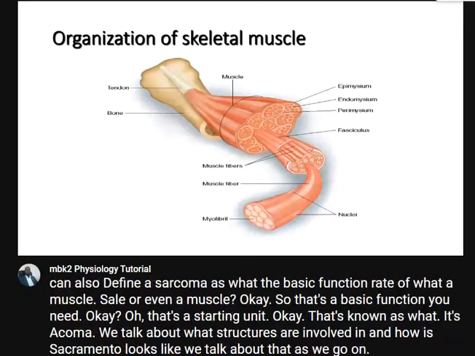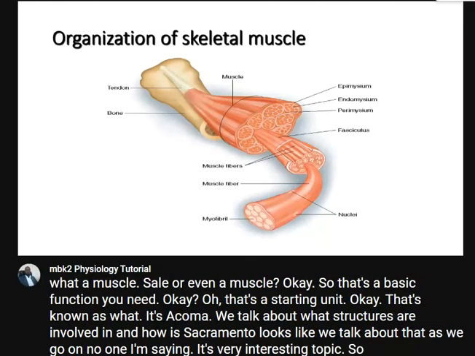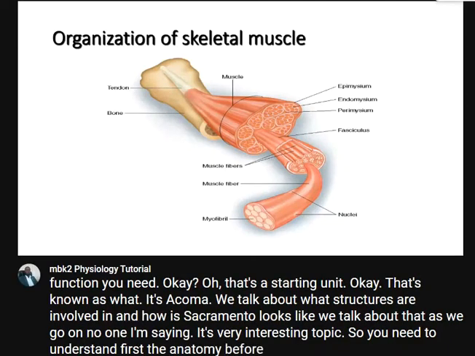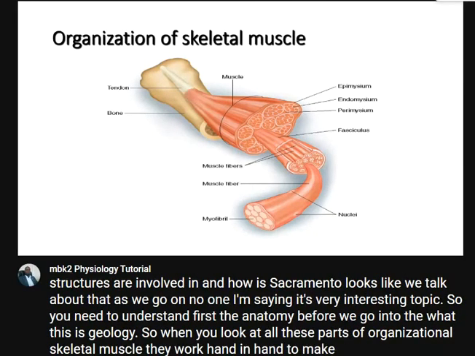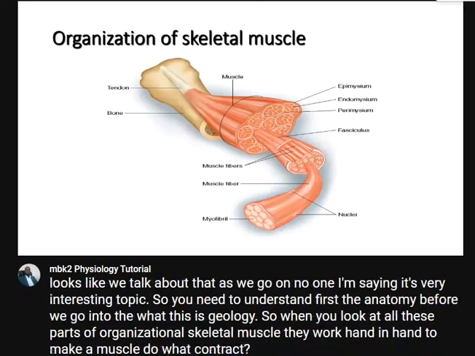No wonder I'm saying it's a very interesting topic. You need to understand the anatomy first before we go into the physiology. When you look at all these parts of the organization of skeletal muscle, they work hand in hand to make a muscle do what? Contract. Let's go on to the other slide.